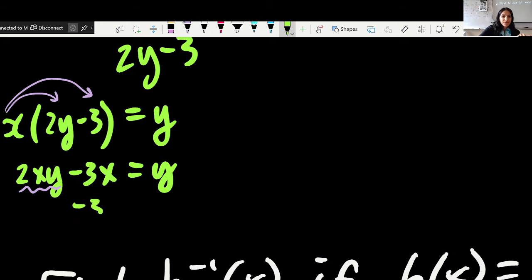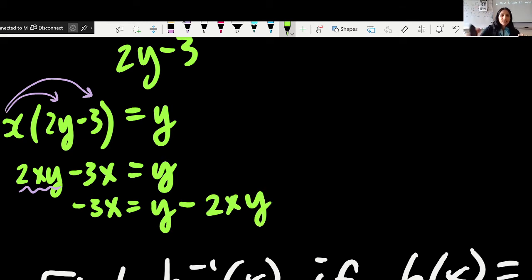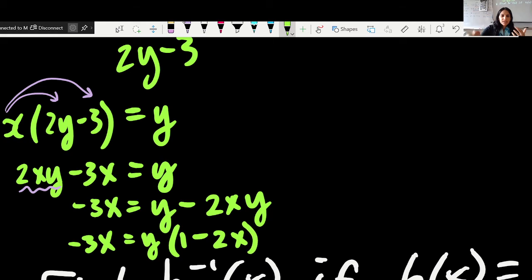Well, there's a few different ways we could do it, but that's one way we could do this. We could have y minus 2xy, and we can factor out the y. So when we factor out the y, we would have negative 3x equals y times 1 minus 2x.